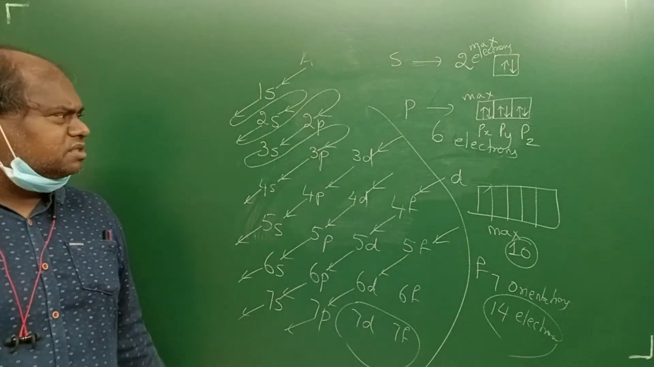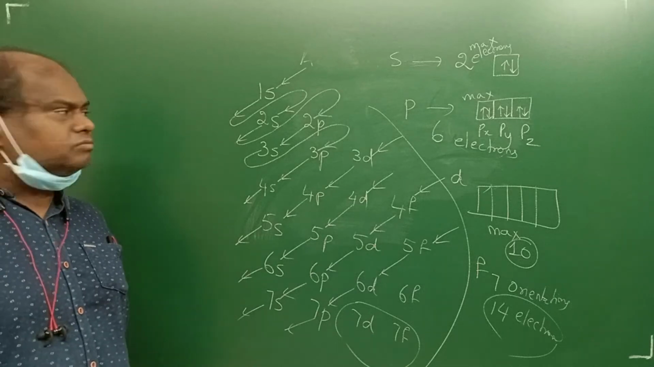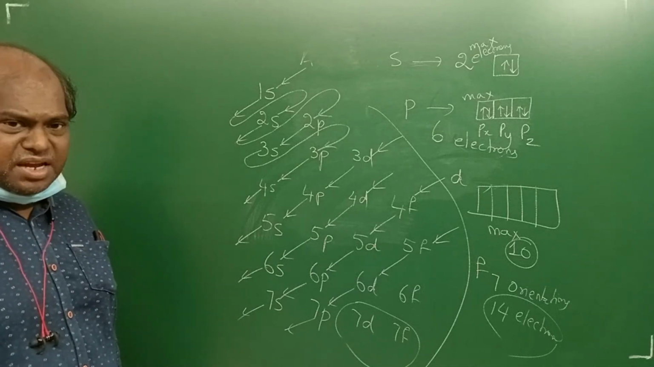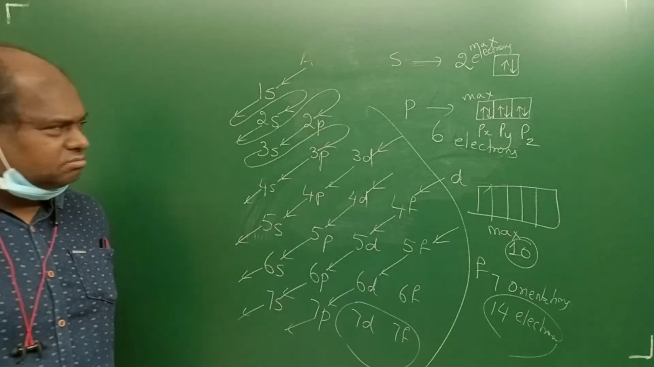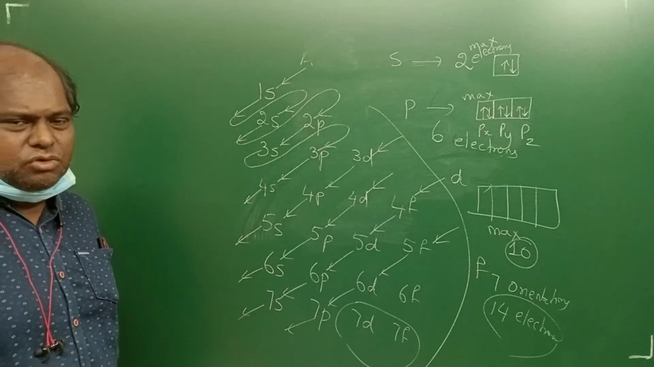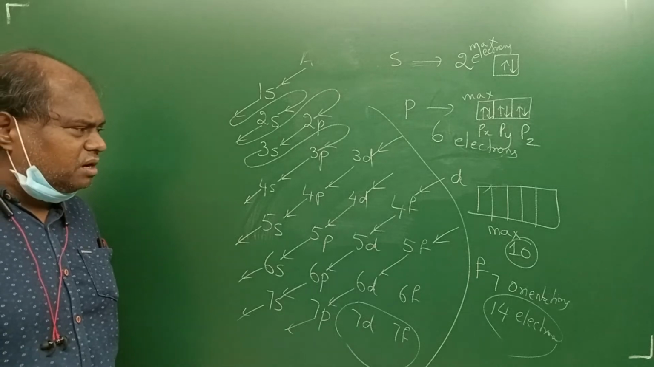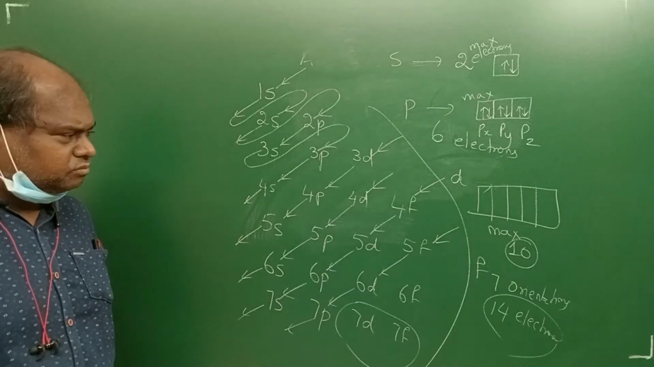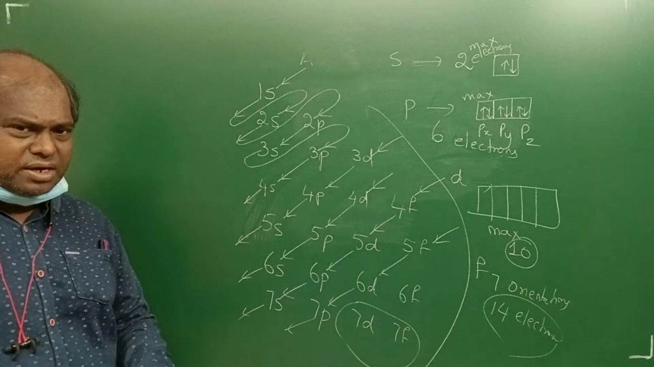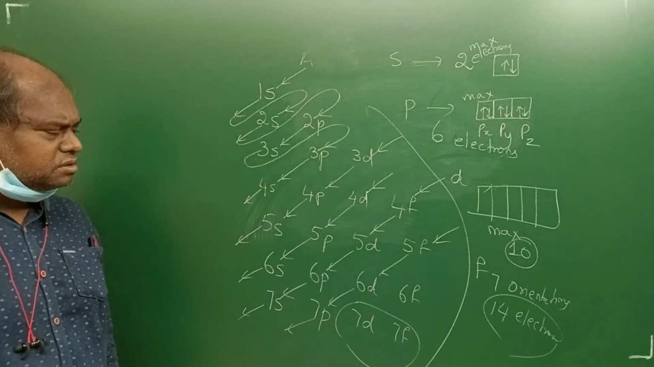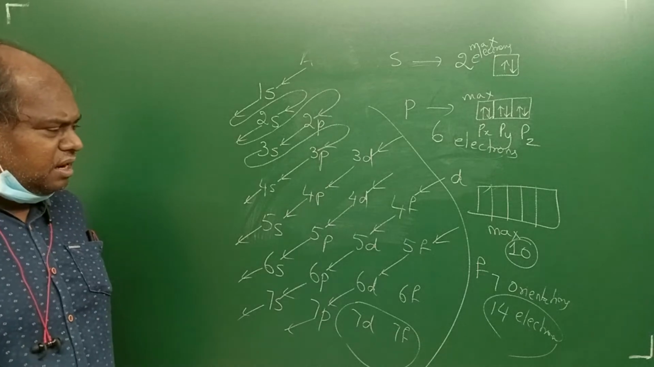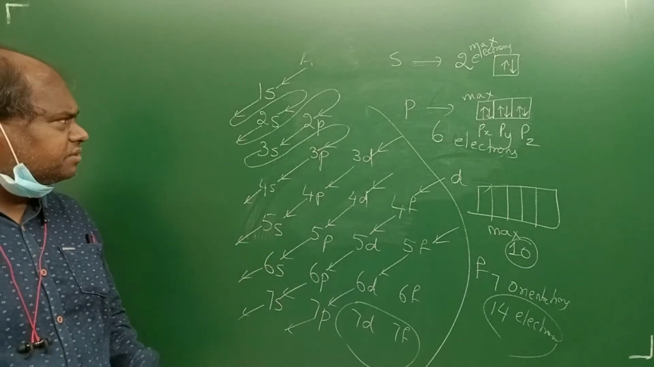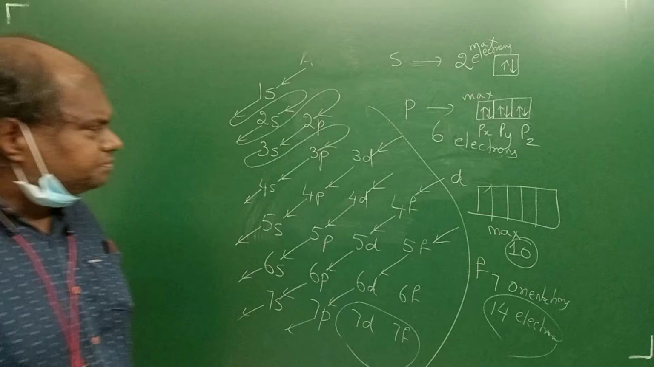So if you know this, you can start filling electrons now. Okay? S can take maximum 2. P can take maximum 6. You can't do more than 6, right? D can take maximum 10. In one box only 2 electrons, please remember. And there's one rule for that. We've already done that, right? And f can take maximum 14 electrons, right?